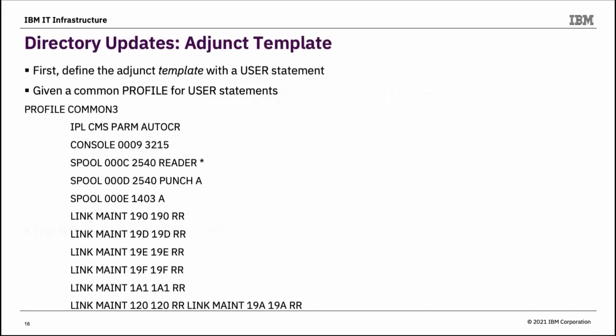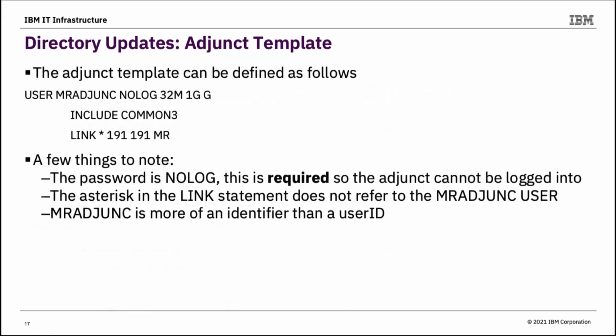Okay, so our directory updates. Say we have this common profile here that we can include in many different users. I'm just using this as an example so you know profile common 3 is defined in this fashion. To define our adjunct template, it might be a little non-trivial. It's defined as a user.